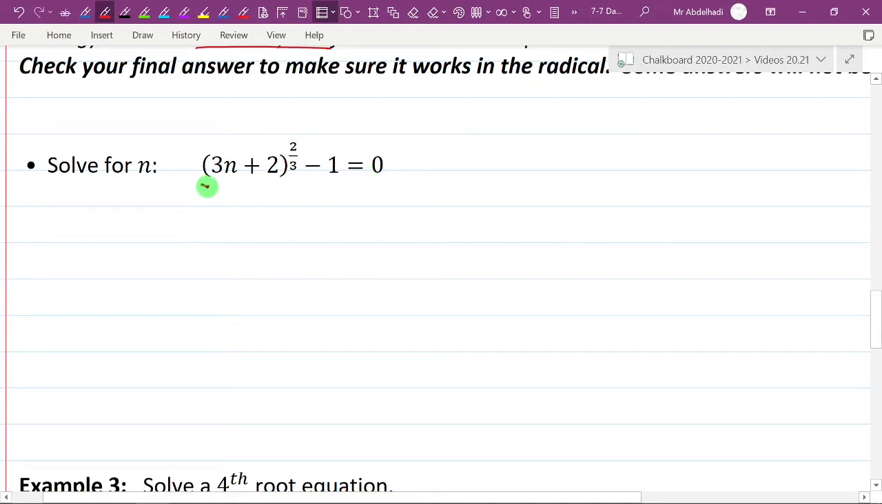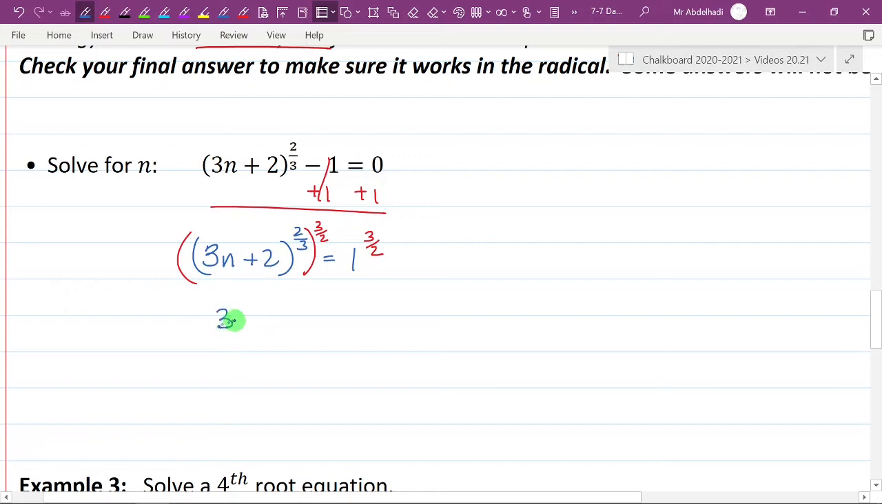So when I say get the radical by itself, I mean get this by itself. So what do we have to get rid of here? Just the -1 rather. So add 1 to both sides, and now you have this. And now the job is to get rid of this power, so we'll use the multiplicative inverse. The multiplicative inverse of 2/3 is 3/2, and we'll do that on both sides here.